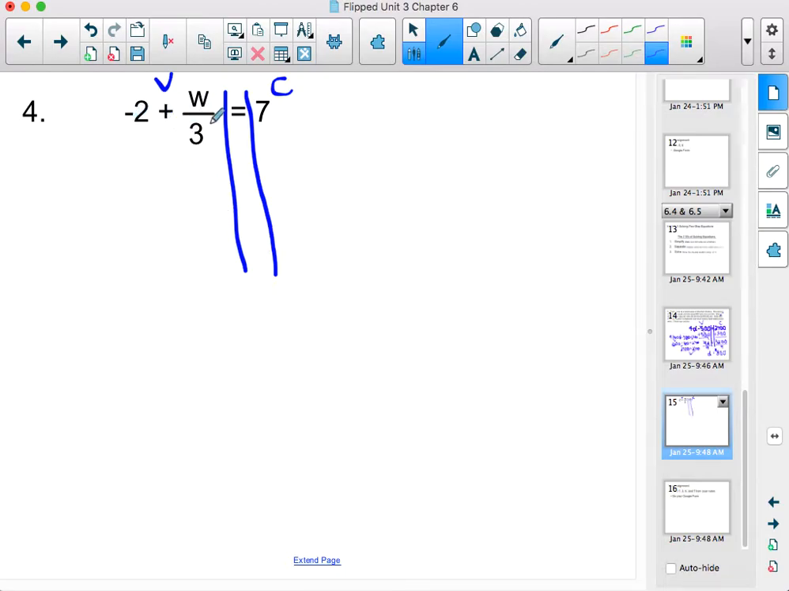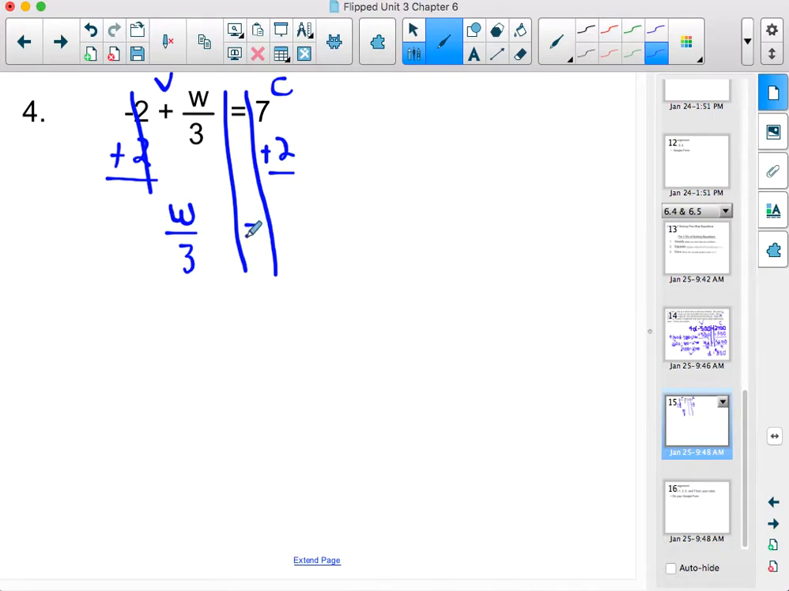What doesn't belong on the variable side? Well, it's my minus 2 here, my negative 2. That's a constant. So to get rid of the minus 2, we have to plus 2. Get rid of a negative 2, we add 2. And then we balance that out by adding 2 over here on the right side as well. Negative 2 plus 2 is 0, so that leaves us with only W divided by 3 on the left-hand side.